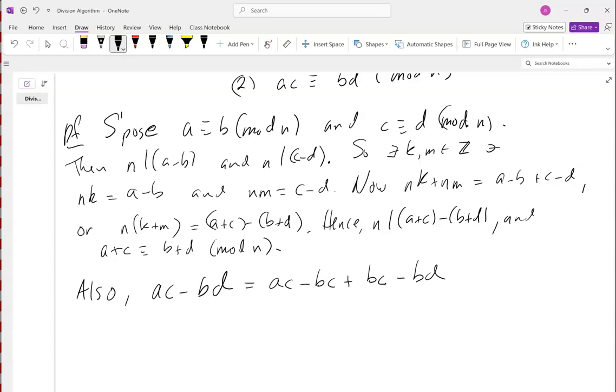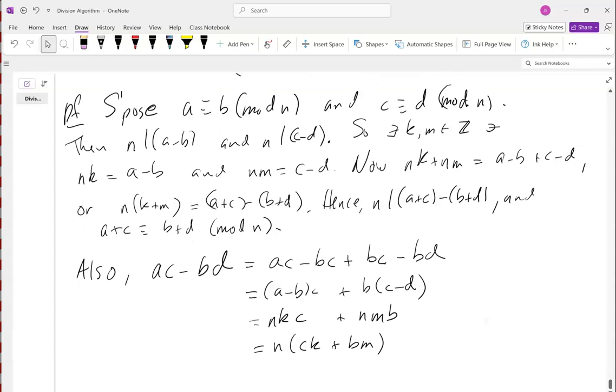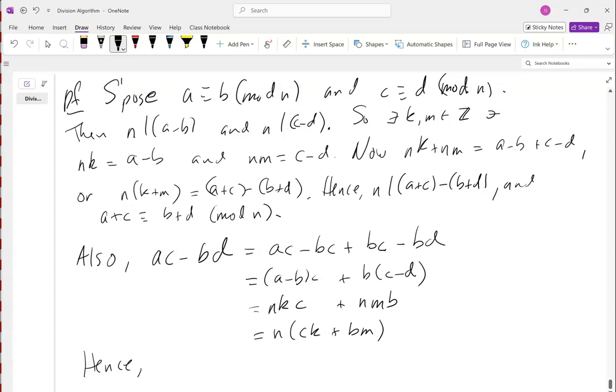Looking at the first two terms, what can you factor out? AC. And looking at the second two terms, what can you factor out? B. And now we already have A minus B written in terms of something. So what can we replace the A minus B with? Okay, good. And for the other one? An M. And so now we can factor out an N out of both terms. So once we get to this point, what does that tell us? N divides that AC minus BD piece? Yeah, good.